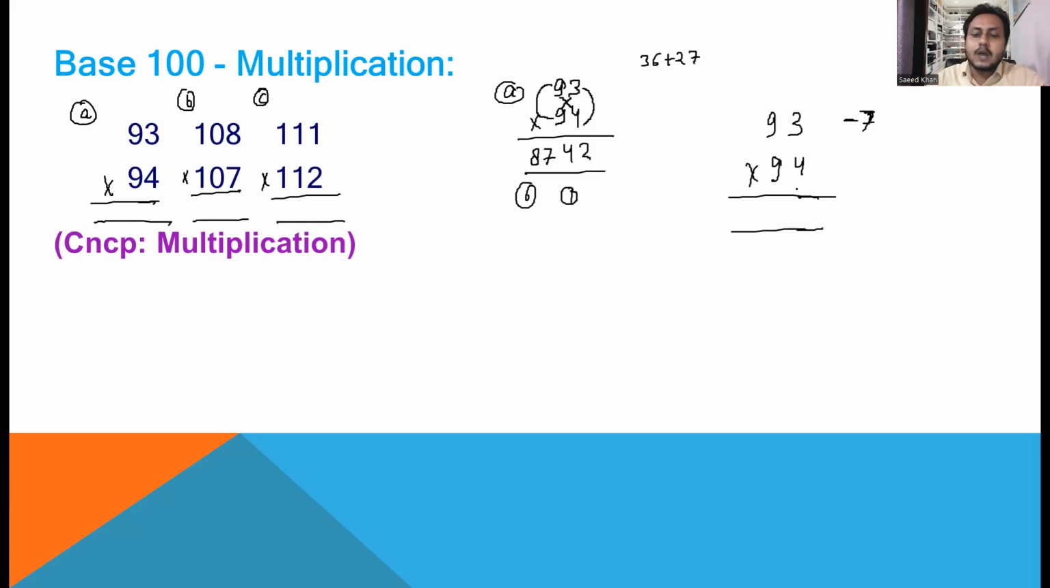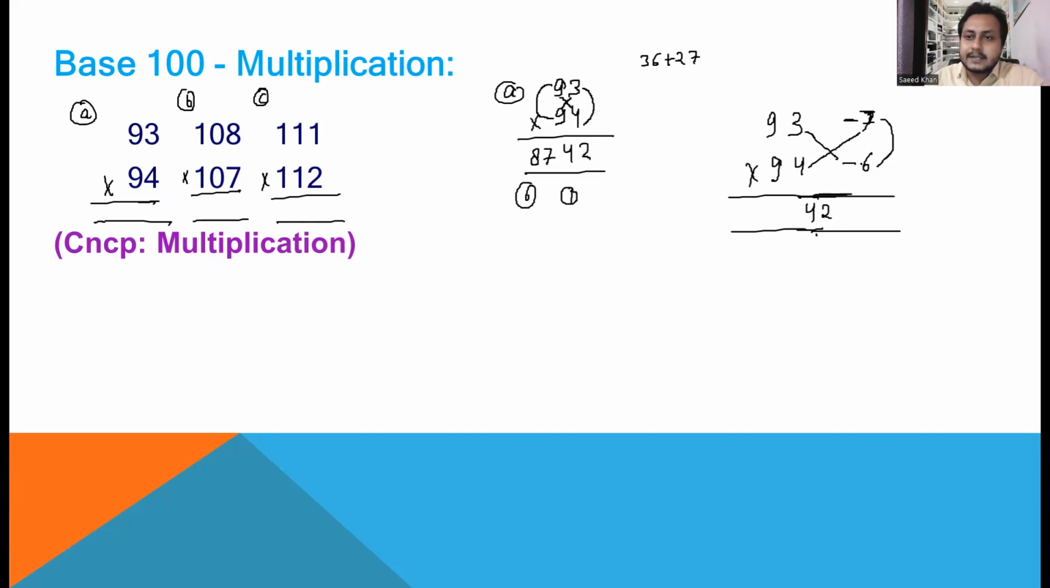And see, 94 is how much less than 100? Minus 6. So the last two digits of the product of 93 into 94 should be the same as the product of minus 7 into minus 6. Which, minus 7 into minus 6 is plus 42. So the last two digits of the product of 93 and 94 is 42. To get the remaining digits, either add these two or these two. You will get the same number.